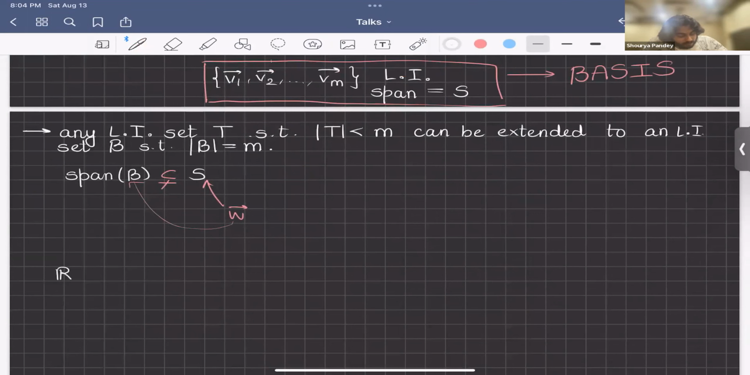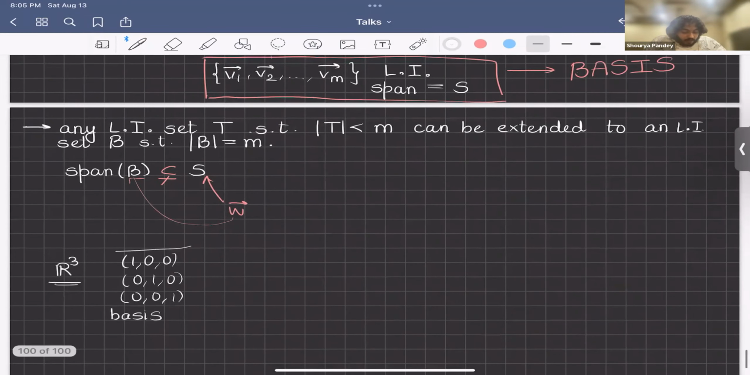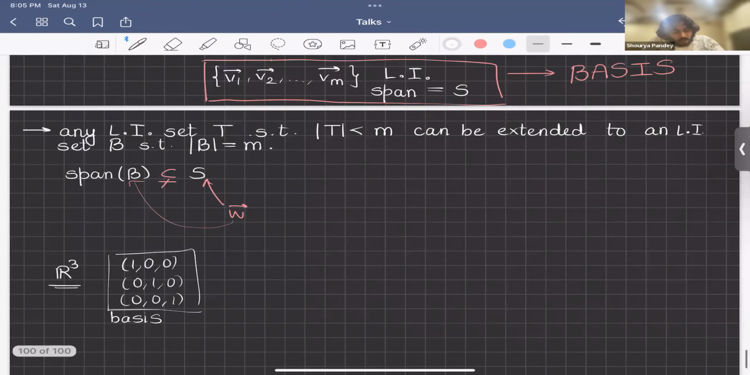As an example, if I take the entire space R cubed, then (1, 0, 0), (0, 1, 0), and (0, 0, 1) is a basis, because it's linearly independent and you can form any vector using a linear combination of these three vectors. So this is a basis, but there are other bases.